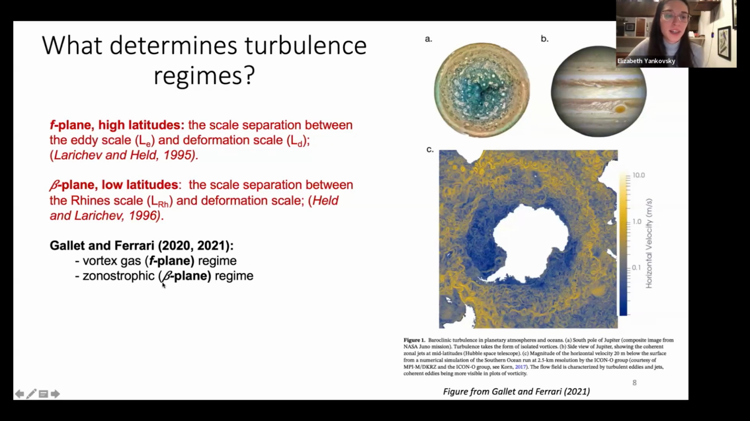And so there is also this set of studies by Gaia and Ferrari from a couple of years ago that similarly examined these two regimes, and they highlight Jupiter as an interesting example of this, where in the high latitudes, where we have f-plane dynamics, we really see individual vortices. They call this a vortex gas. And then at the low latitudes, where the inverse cascade is arrested through zonostrophy, it's really jet-driven flows.